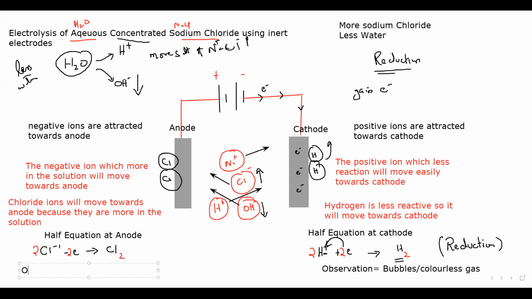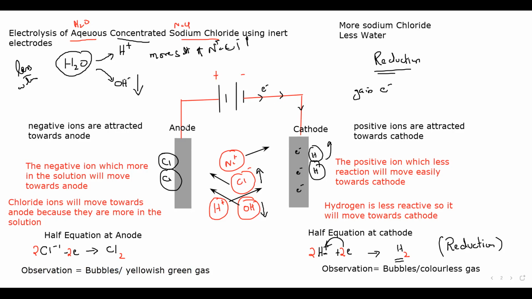And what will be the observation? What we will see: because chlorine is a gas, we'll see bubbles, or a yellowish green gas. Either there will be bubbles or a yellowish green gas. You can write any one of them. So this is what happened during electrolysis of aqueous concentrated sodium chloride.